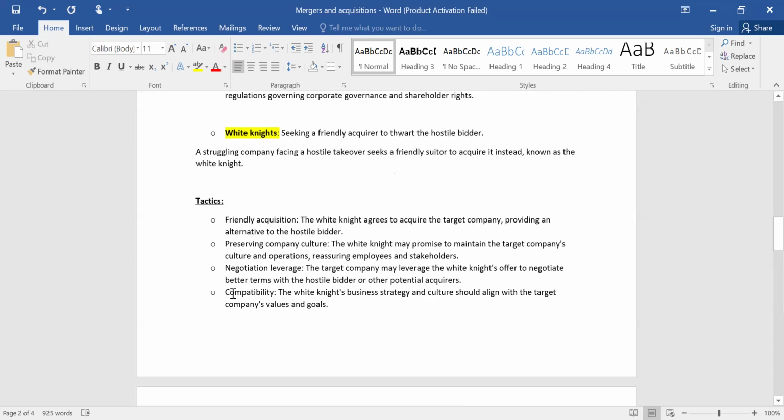Another one is preserving the company culture. So the white knight may promise to maintain the target company's culture and operations, reassuring employees and stakeholders. So maybe you tell them, if we merge, we will not retrench any employees. We will retain all your employees and also all your stakeholders.